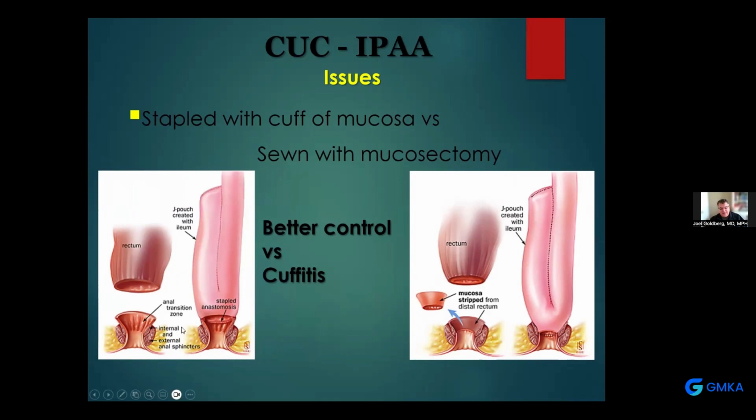Another benefit of doing the double stapled is you have better control because the patients have better sensation of liquid. So with the anal cuff, if you have loss of sensation, patients can get a loss of sensation and have more nighttime seepage.